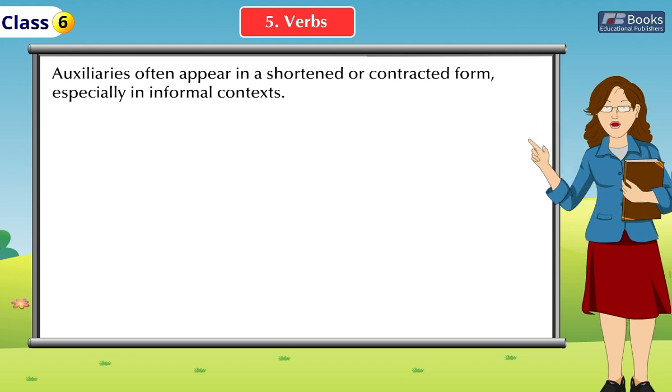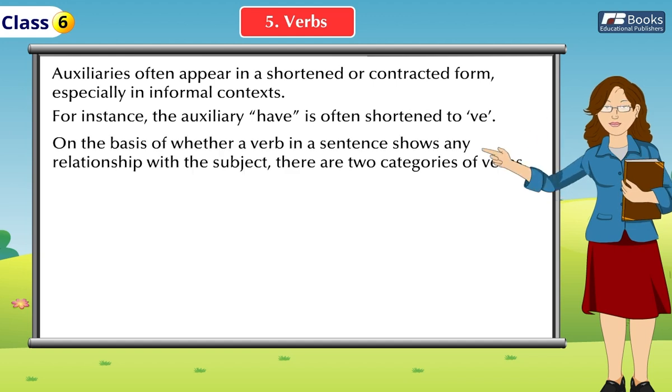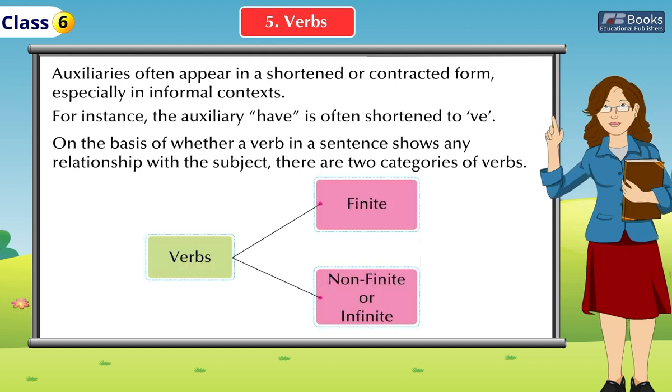Auxiliaries often appear in a shortened or contracted form, especially in informal contexts. For instance, the auxiliary "have" is often shortened to "'ve". Verbs can also be classified on the basis of whether a verb in a sentence shows any relationship with the subject. There are two categories of verbs: finite and non-finite or infinite.